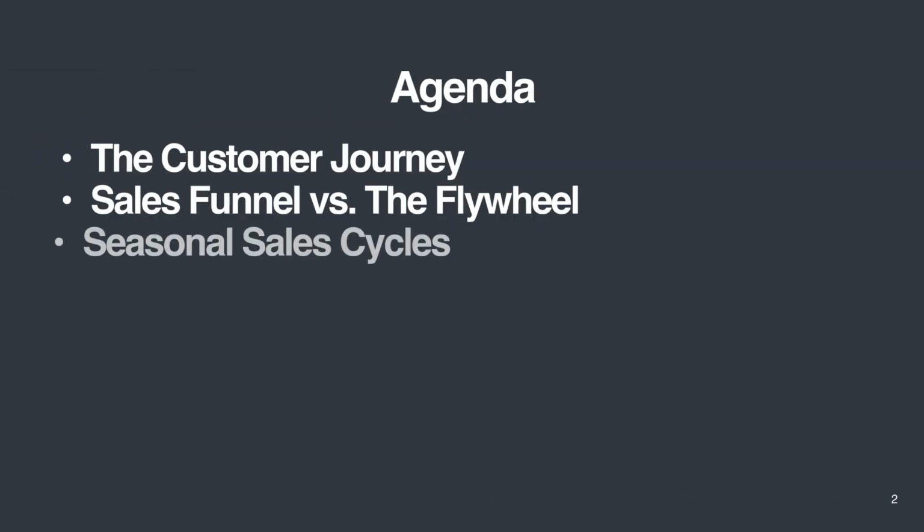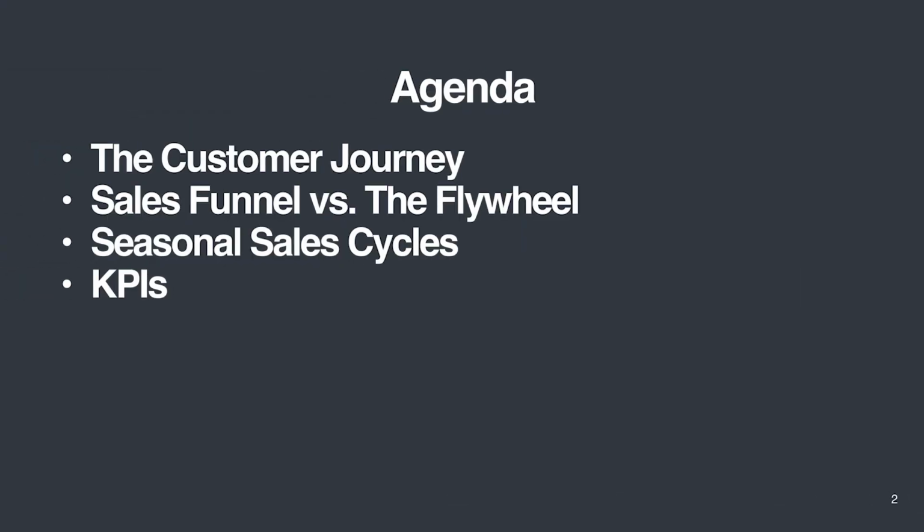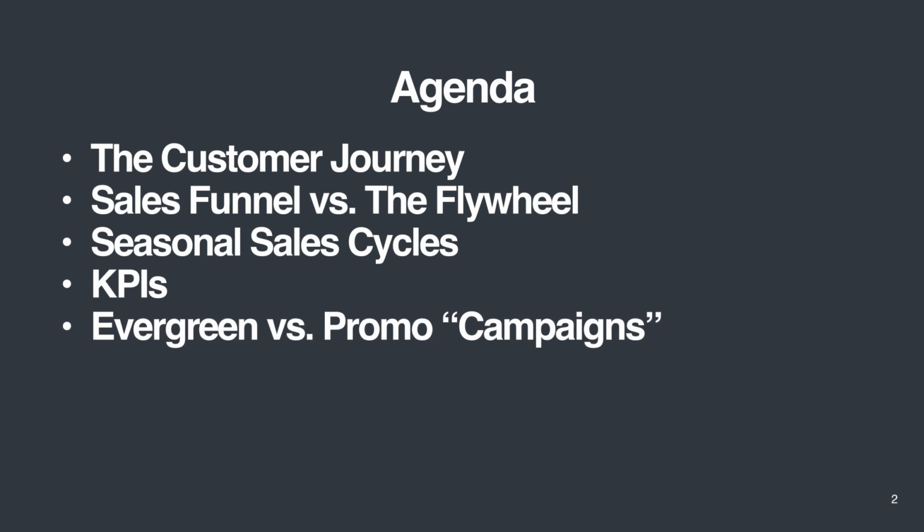We're also gonna talk about the seasonal sales cycle. KPIs, also known as key performance indicators, really important. What are the numbers that you need for your business to really understand what's working, what's not, and where to focus your marketing calendar efforts. And then evergreen versus promo campaigns, really, really important concept to understand. And finally, building the actual calendar.